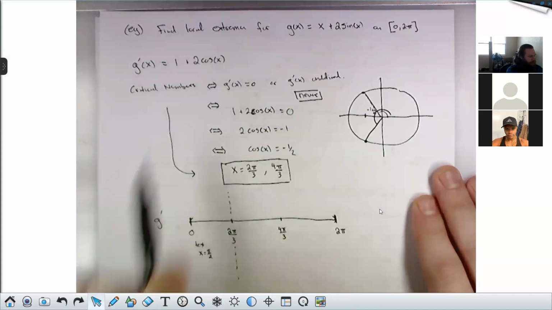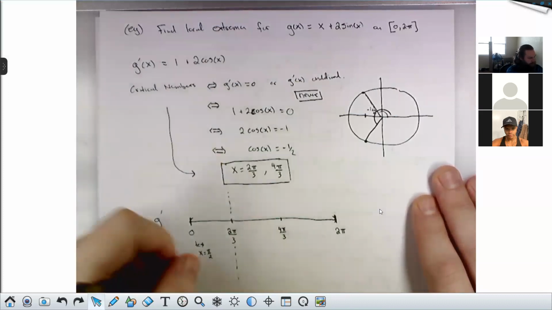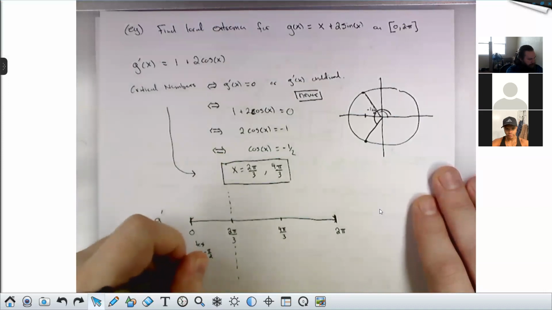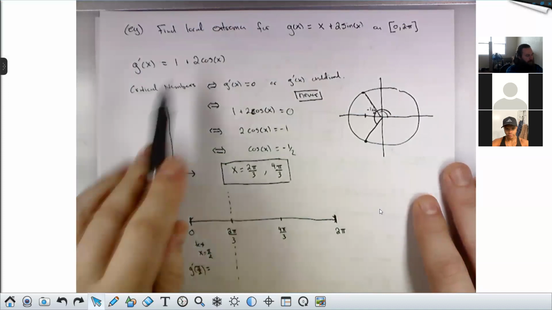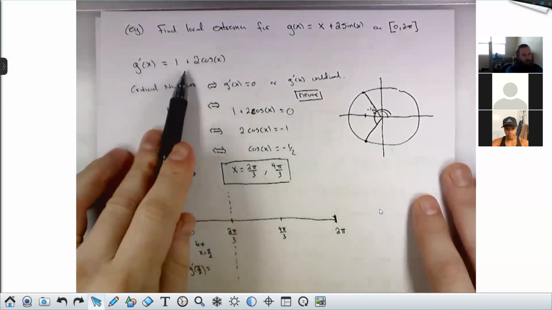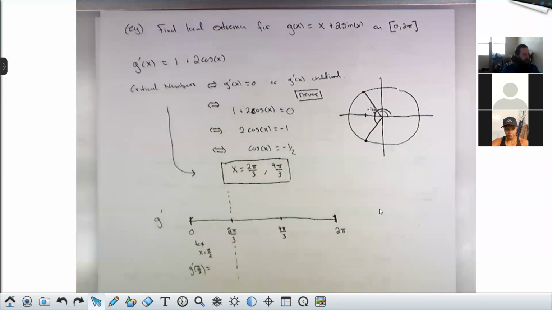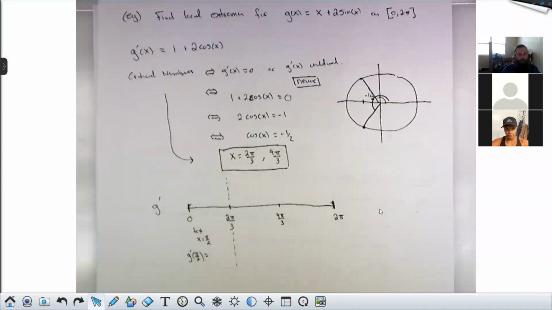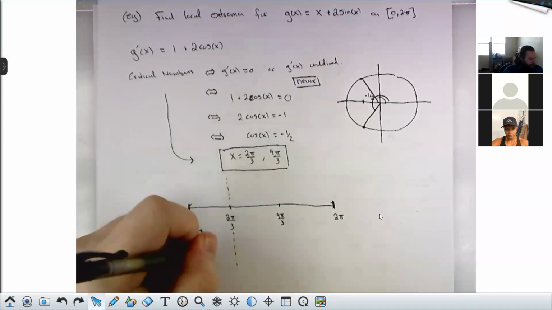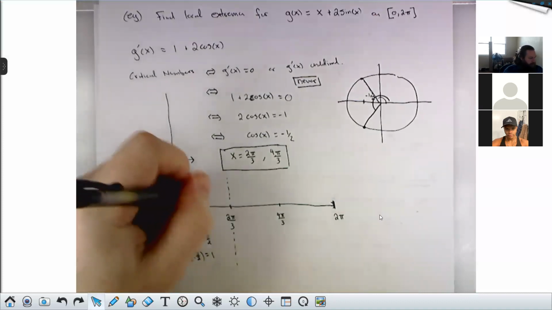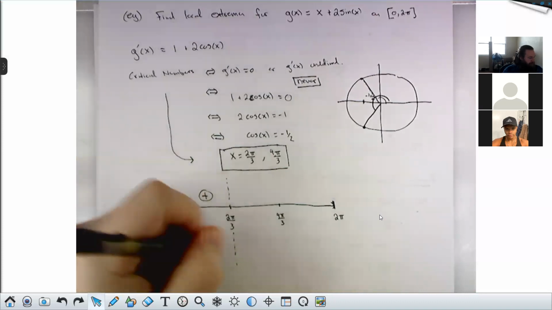G primed of pi over 2 is what? It's 1 plus 2 times the cosine of pi over 2. Well, what is the cosine of pi over 2? That would be 0. Good. So G primed of pi over 2 is 1. In particular, it's positive.